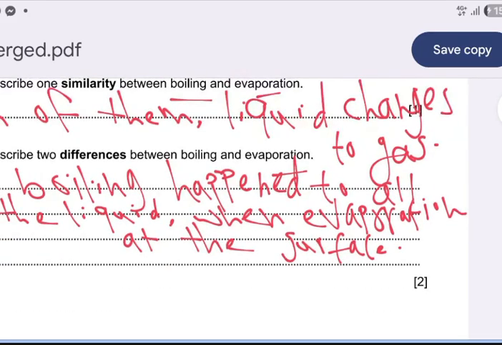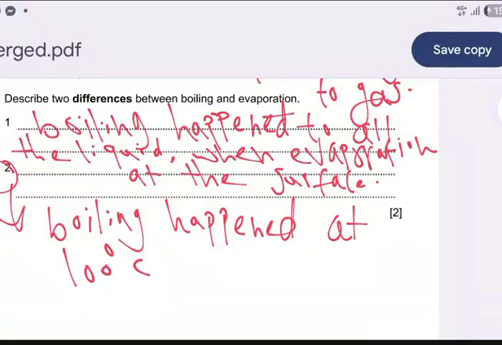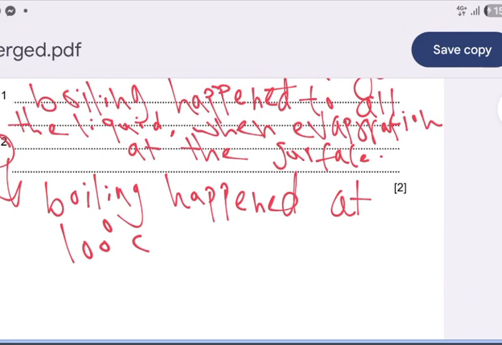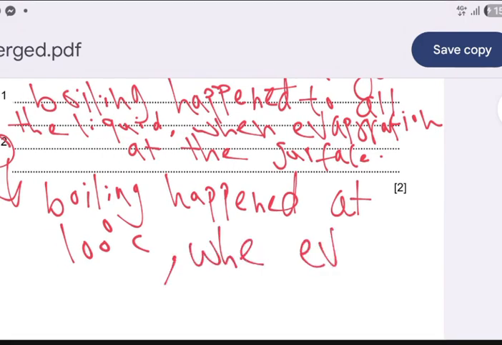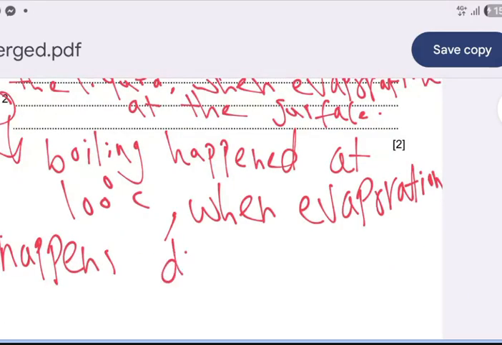Number two, we said boiling will happen when it reached 100 Celsius, right? But evaporation is not at any temperature; it happens during increasing the temperature, right? Yes. Evaporation happens during increasing the temperature.